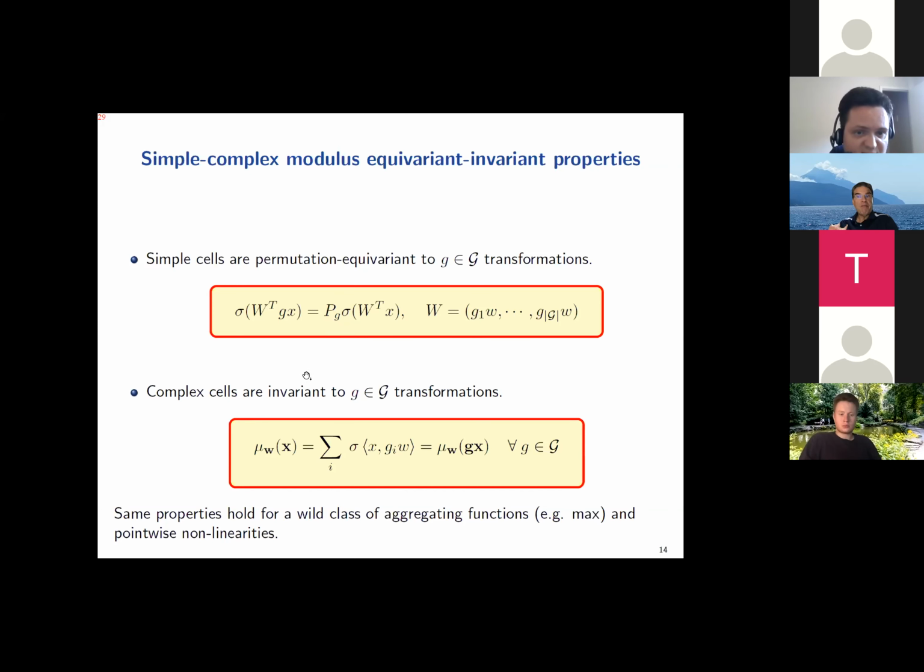This is for simple cells. For complex cells, instead, you can immediately see that the response is invariant, since the way in which it is aggregated is a group average. And so just a simple change of variables will show you that the neural signature for X is equal to the neural signature of the transformation of X. Of course, you can generalize this to a much wider class of aggregating functions and nonlinearities, pointwise nonlinearities.